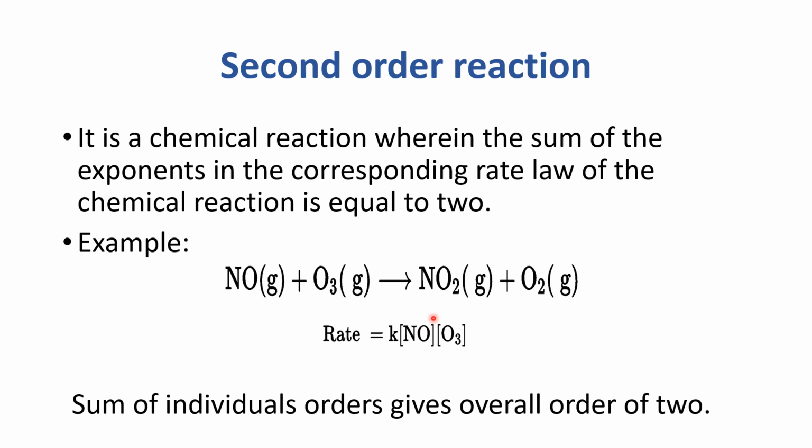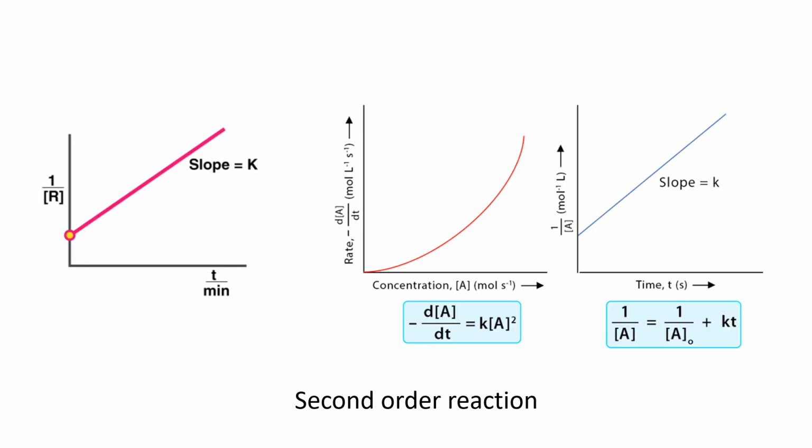So the sum of individual orders gives an overall order of 2. If we look at the order with respect to the first reactant, it would be 1, and with respect to ozone, it would be 1. So 1 plus 1 would be 2, so it would be a second order reaction. These are the graphs for the second order reaction, where the rate varies with the concentrations of both reactants.